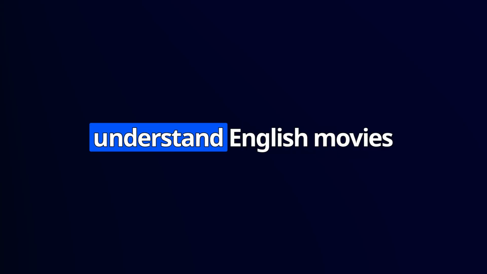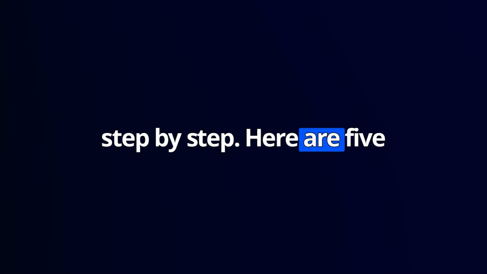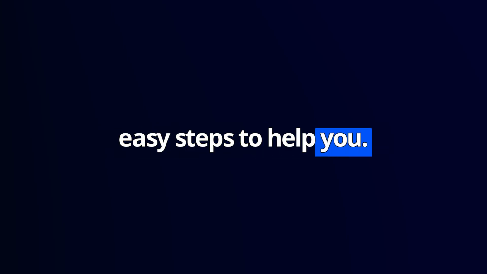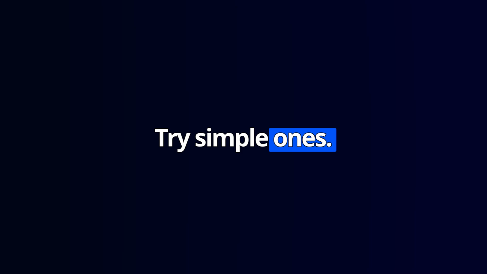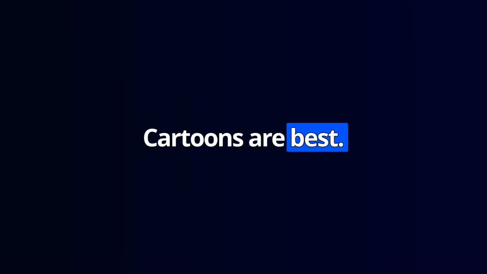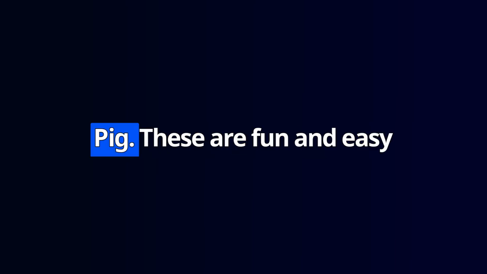So, how can you understand English movies without subtitles? Don't worry, you can do it step by step. Here are 5 easy steps to help you. Step 1, start with easy movies or cartoons. When you begin, don't watch difficult movies. Try simple ones. Cartoons are best. They use easy English and speak slowly. Good examples are Finding Nemo, Frozen, or Peppa Pig. These are fun and easy to understand.